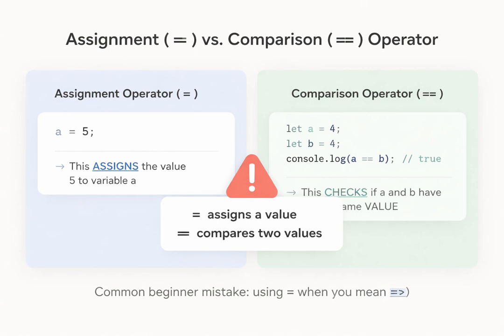But 2 equal signs, the double equals, is the comparison operator. It asks the question, are these 2 values the same? So a double equals b does not assign anything. It checks whether a and b hold the same value and returns true or false. This distinction is critical, and mixing them up is a very common source of bugs.